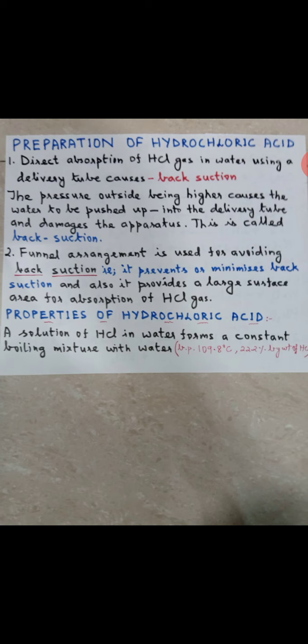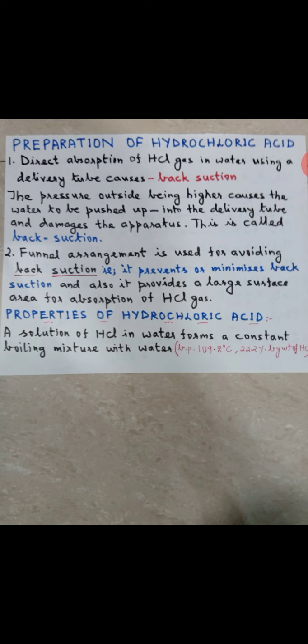Got it? What I said to you here, the pressure outside. So which pressure is higher? Atmospheric pressure is higher. The pressure inside the tube is lower. Got it? Due to which, to equalize the pressure, the water rushes into the delivery tube and goes to the hot flask. And as a result, it cracks the hot flask. Now, hence, this is called back suction. I think you understood what is back suction.